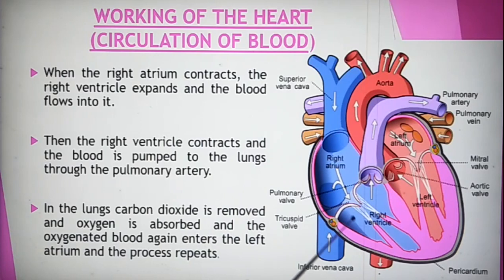This blue color indicates the deoxygenated blood. When the right atrium becomes full, it contracts and the blood rushes into the right ventricle. And see what happens to the blood. Then the right ventricle contracts and the blood is pumped to the lungs. See, the blood is carried to the lungs through a tube known as the pulmonary artery.